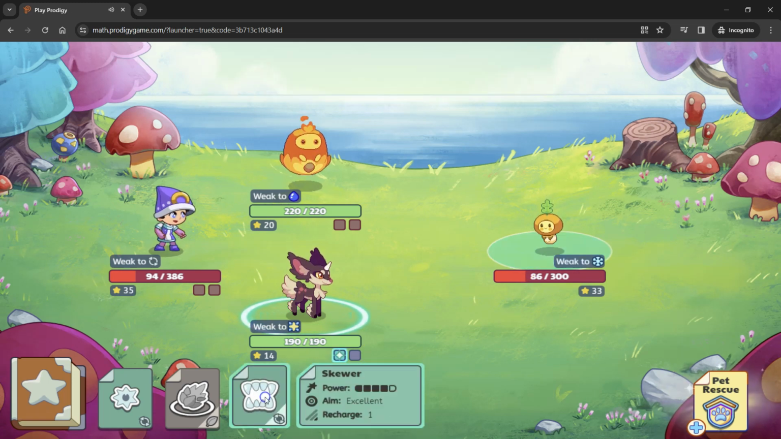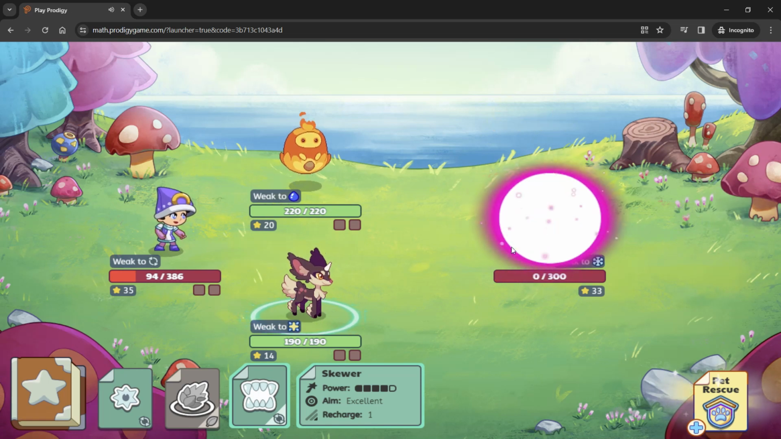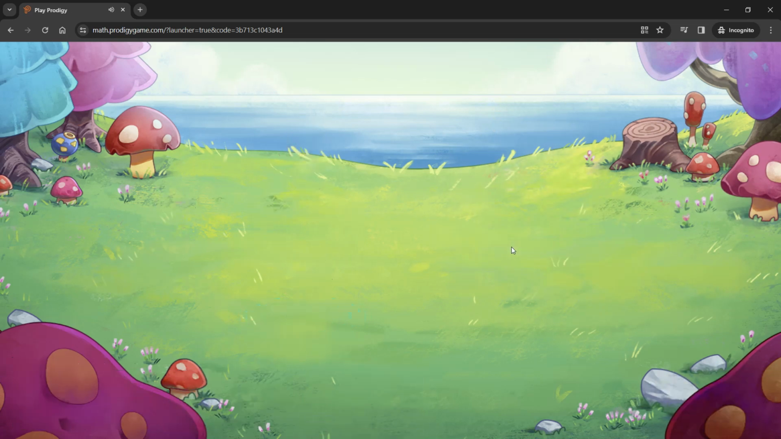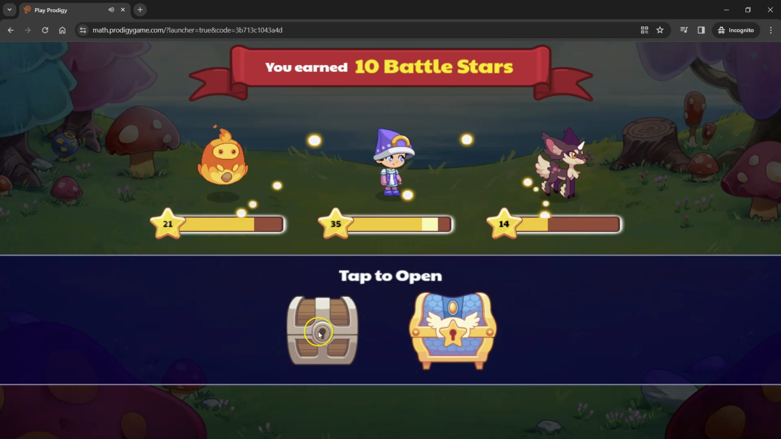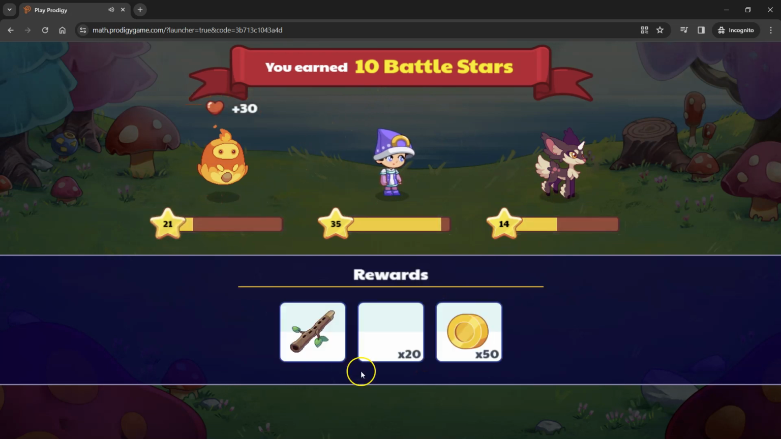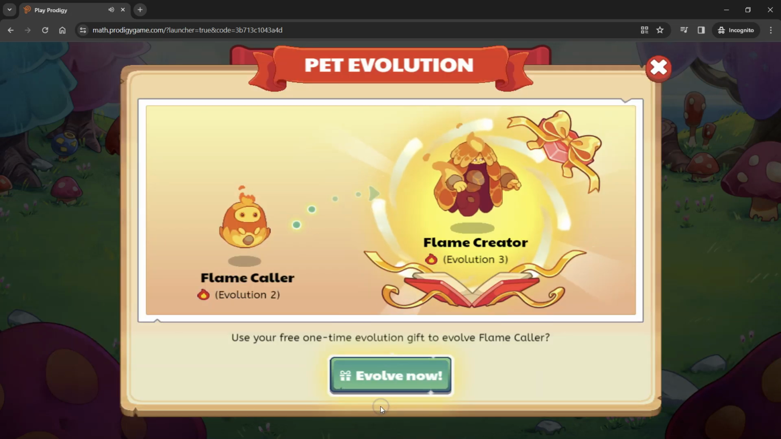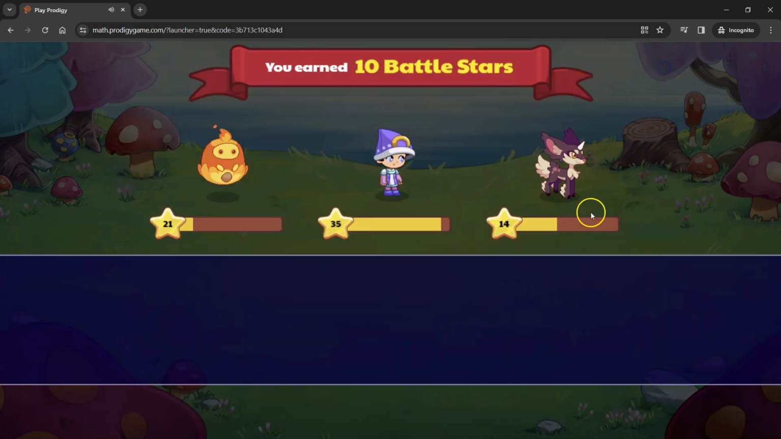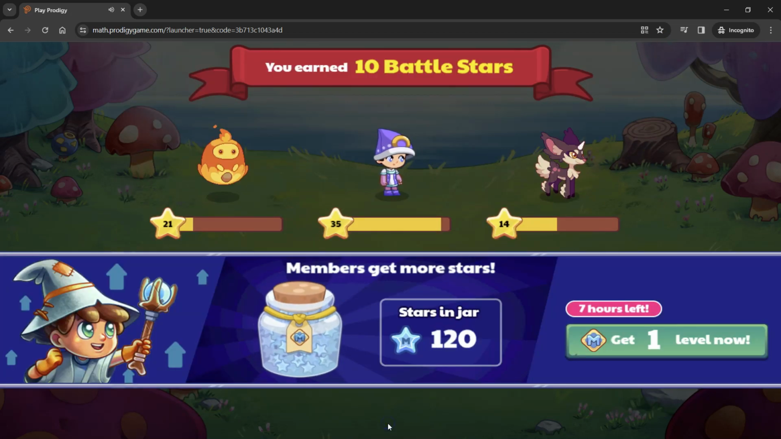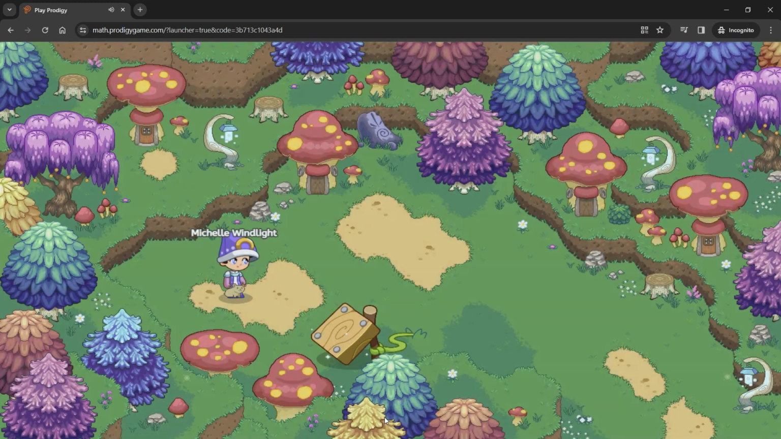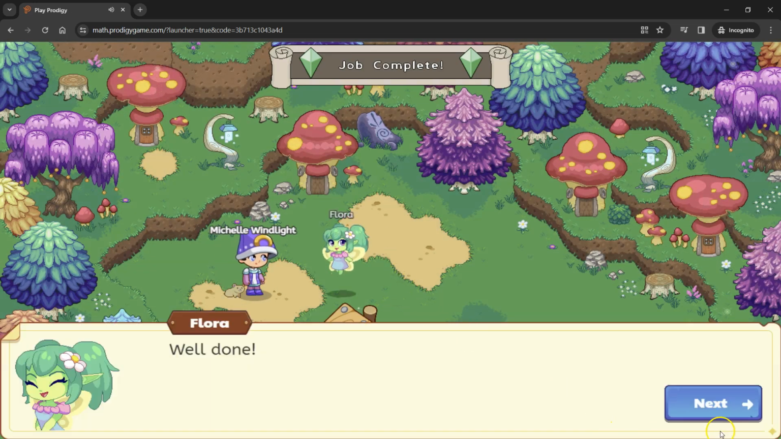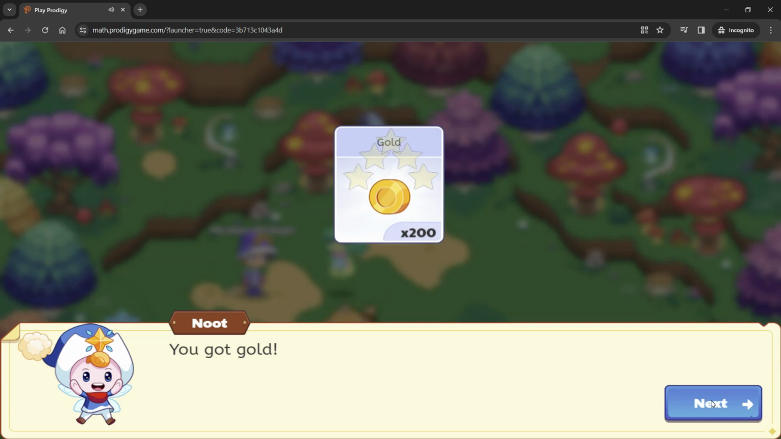We don't need to rescue our pet. Skewer is what we should have used before. Goodbye. Goodbye, Starlight. We're leveling up some of our pets, so that's great news. We're not evolving. Don't need member stars. Well done. We got more gold.